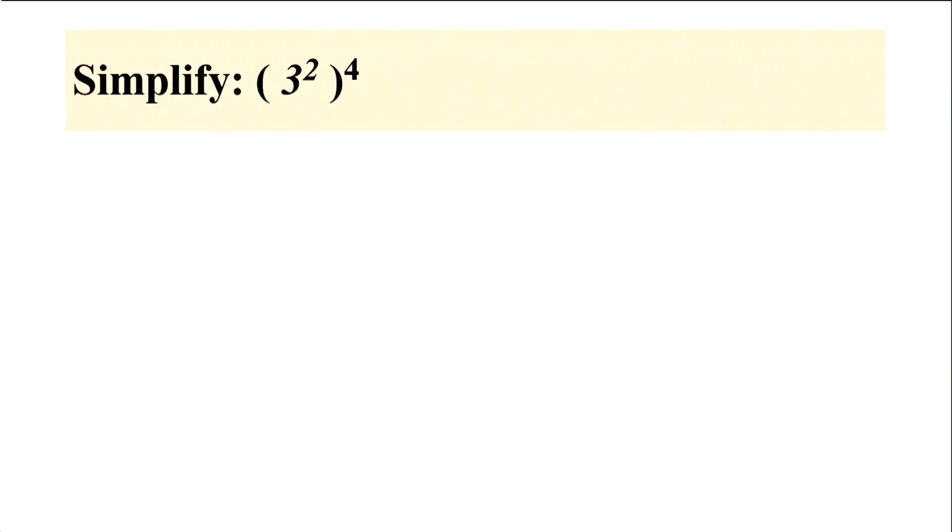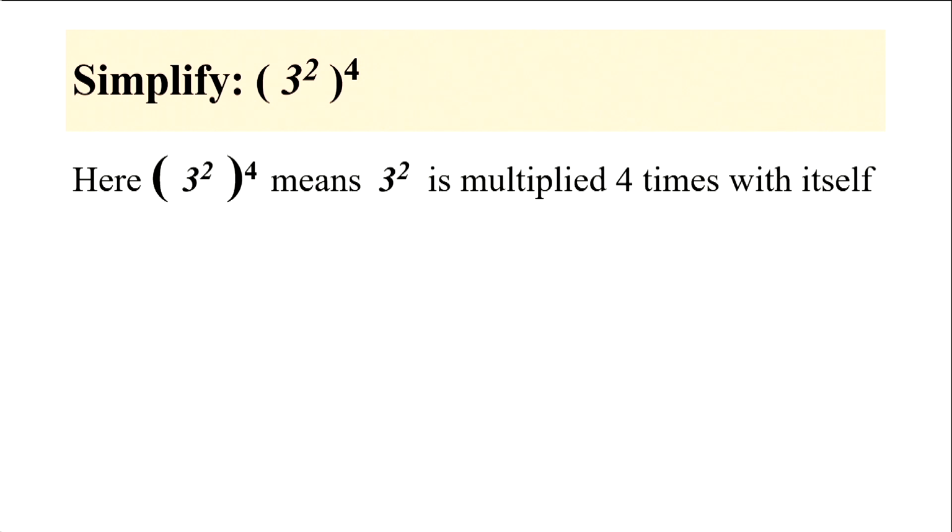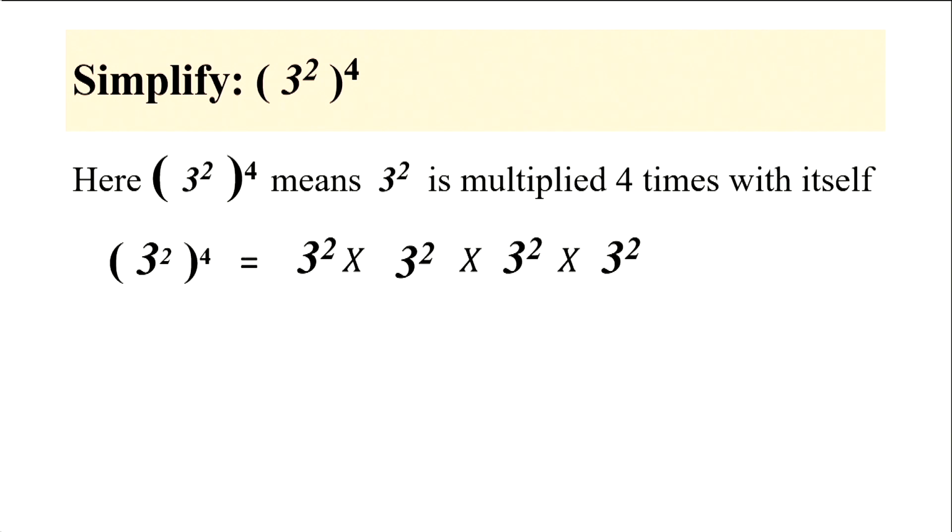Let us learn through one more example. Simplify 3 squared to the power of 4. Here 3 squared to the power of 4 means 3 squared is multiplied how many times? Yes, 4 times it is multiplied with itself. That can be expanded as 3 to the power of 2 whole to the power of 4 is equal to 3 squared into 3 squared into 3 squared into 3 squared. How many times? 3 squared repeated 4 times.